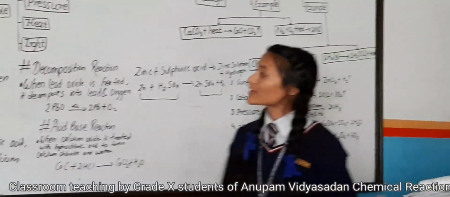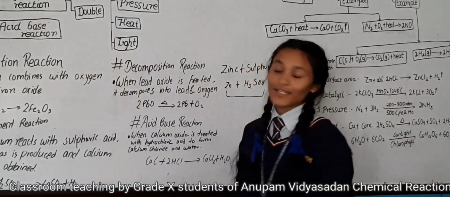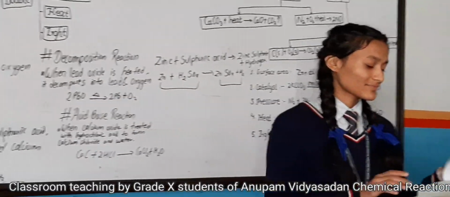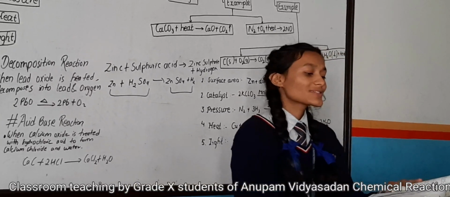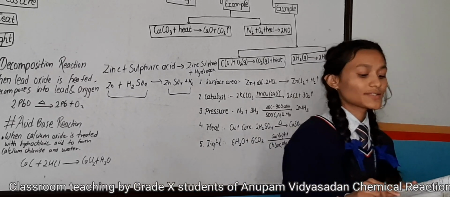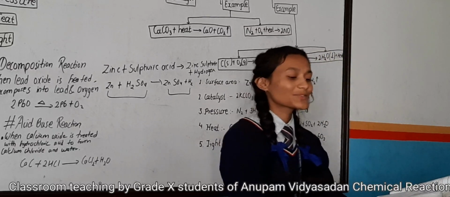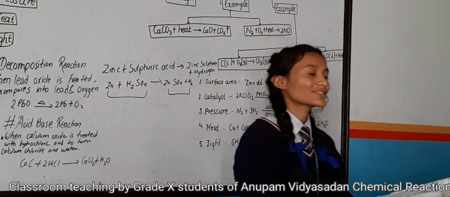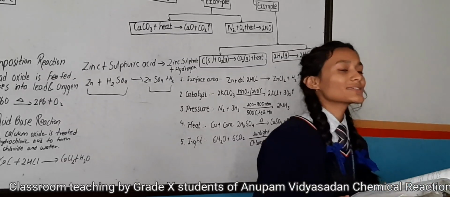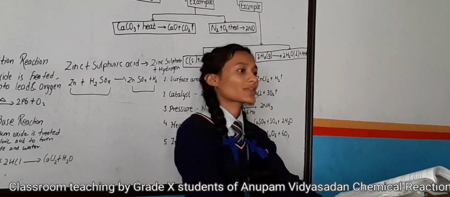And I'm going to explain about decomposition reaction. Decomposition reaction. When a single compound or substance is decomposed into two simple molecules in the form of products during chemical reaction, it is called decomposition reaction. It is usually used in photography.